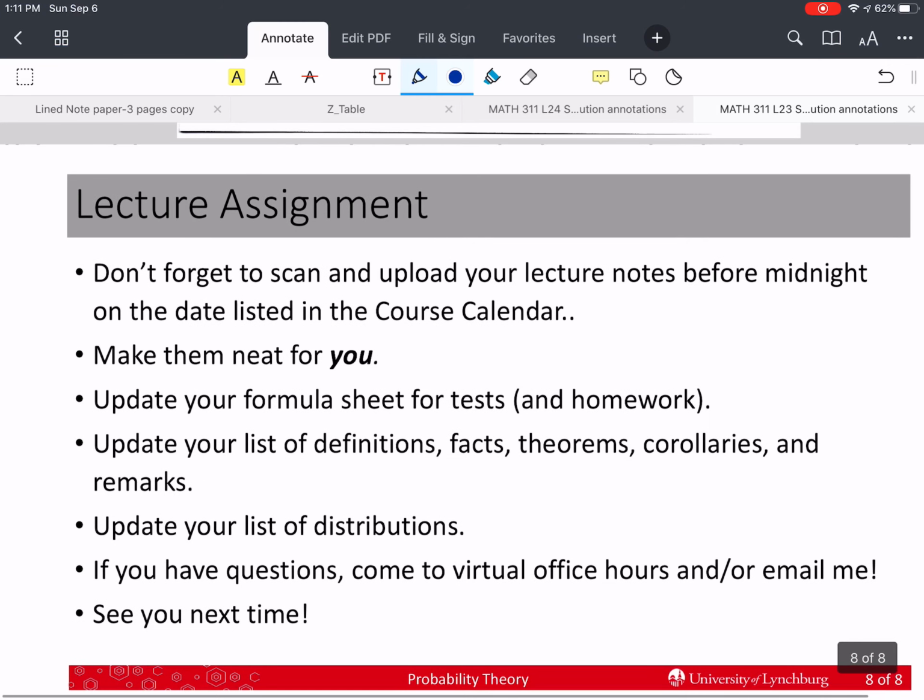Don't forget to scan in your lecture notes and upload them to the Google Drive folder by midnight of the date listed on the course calendar. You might want to update your formula sheet. You certainly want to update your list of distributions with the negative binomial, the mean, the variance. You'll want to update your geometric distribution with the moment generating function. If we haven't gone over that before, you can do the special case here, and with your CDF and P of x greater than k for the geometric distribution.